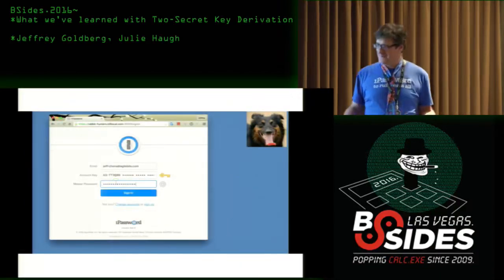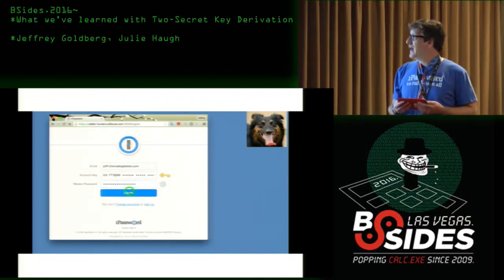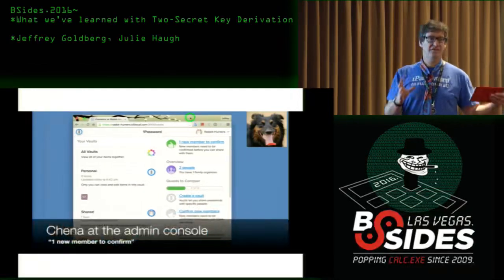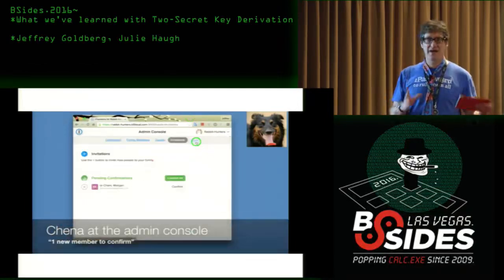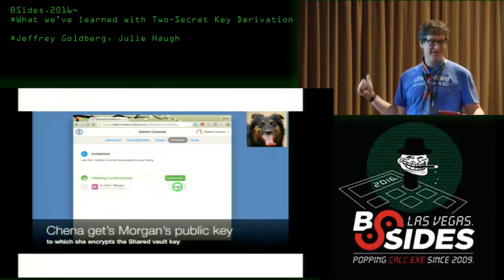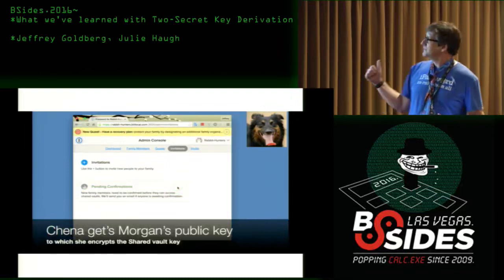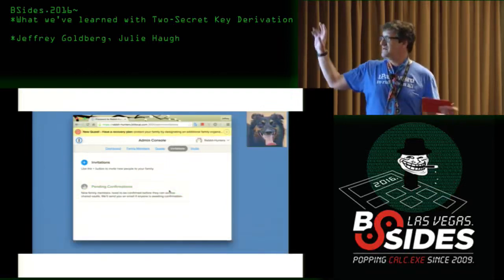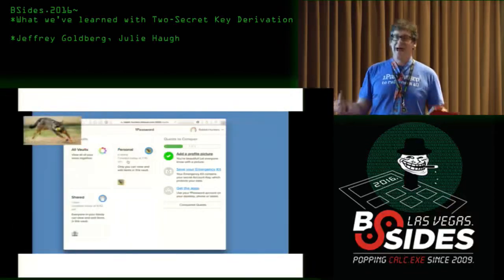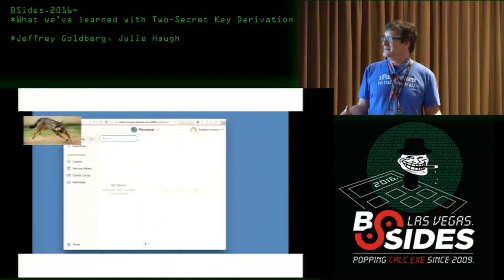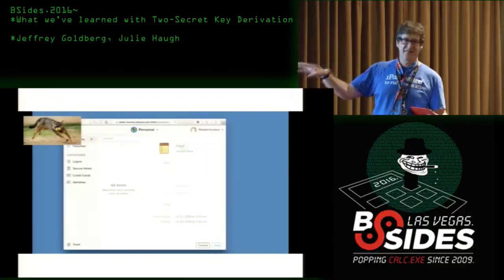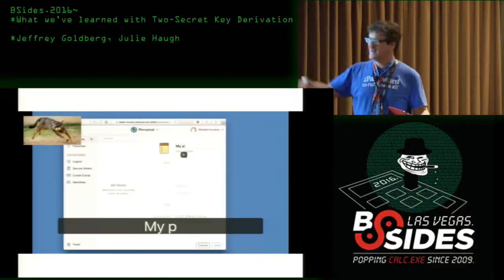OK, now there's a little bit of back and forth because Morgan's keys are generated by Morgan's client when she first signs up, for the public key to get to the team administrator. Anyway, Chaina has to go through this step. For the user, it's just confirming. What it actually is doing is encrypting the vault key for the shared key with Chaina's public key.